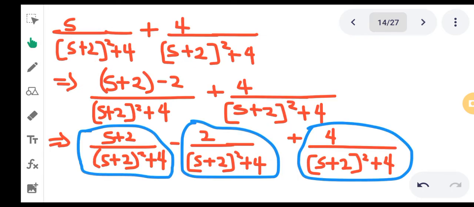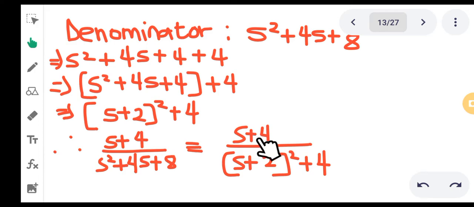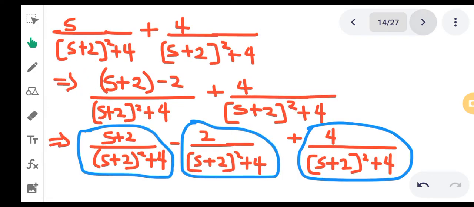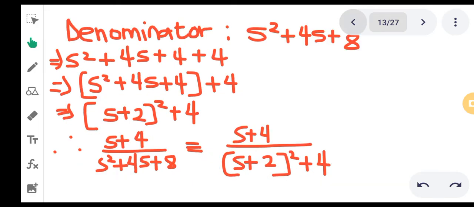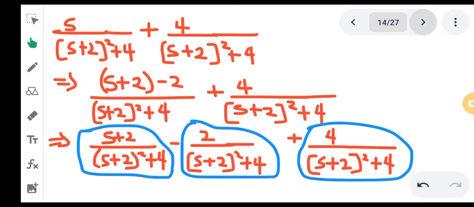So here is the trick. So we just separate it. s plus 4 all over s plus 2 all square plus 4 can be written as s over s plus 2 all square plus 4, plus 4 over s plus 2 all square plus 4. It's the same thing. Okay, I've done nothing to the question. I just separated it.